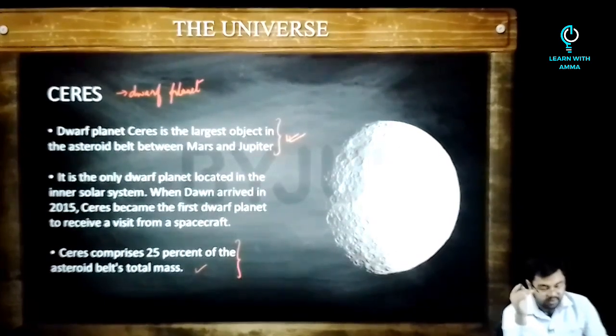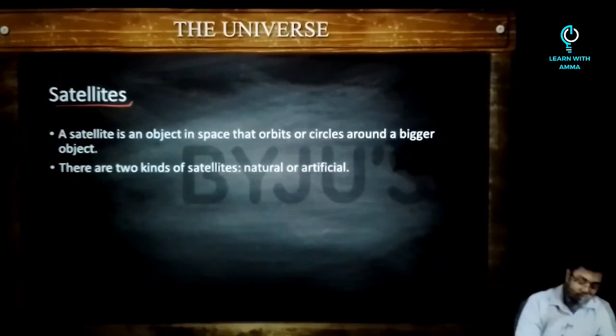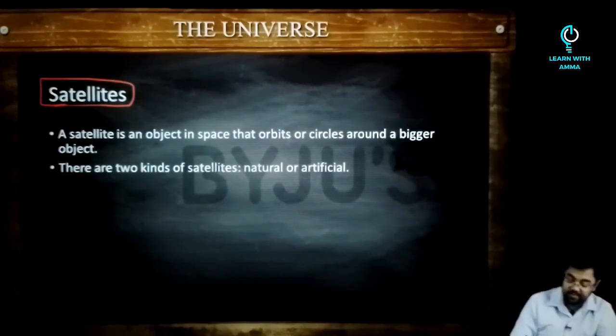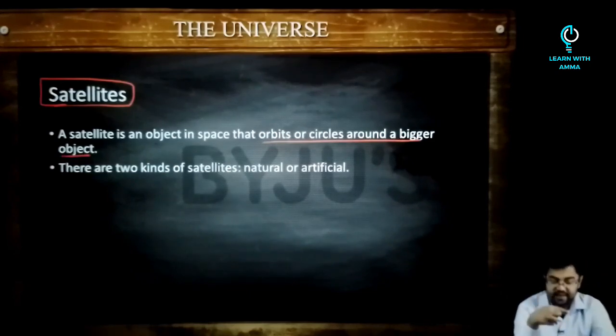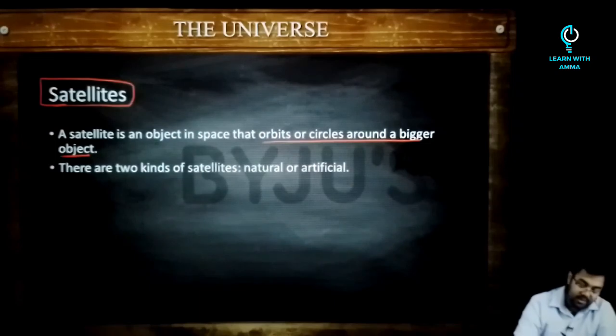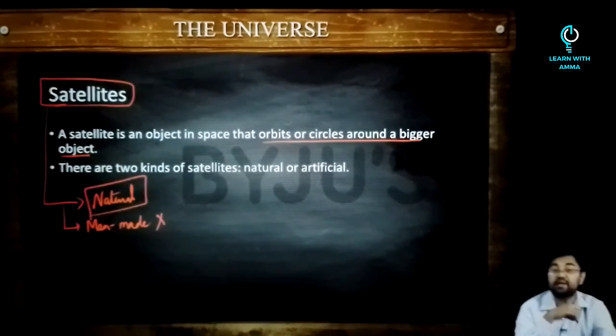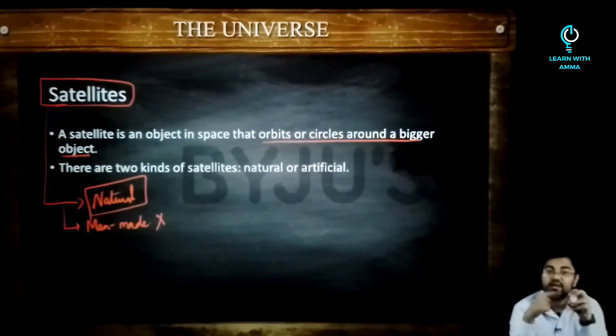Apart from the dwarf planets, another set of celestial bodies that we have are satellites. A satellite is an object that orbits or circles around a bigger object. Satellite is a commonly confused term. A satellite can be natural, and a satellite can be man-made. Here we are not talking about the man-made satellites, we are talking about the natural satellites. A satellite by definition is any celestial body that is revolving around any other celestial body.